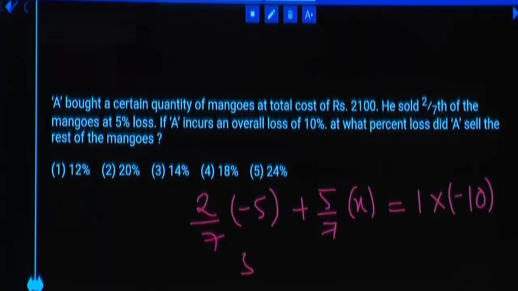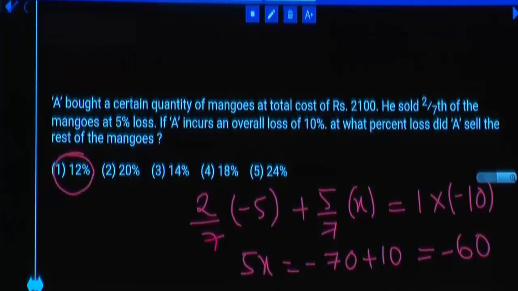So from this, 5x is equal to minus 70 plus 10. This is equal to minus 60. 5x is equal to minus 60, so x is equal to minus 12. Minus indicates loss. How much? 12. But I don't recommend this.